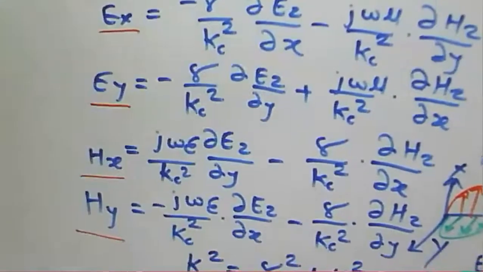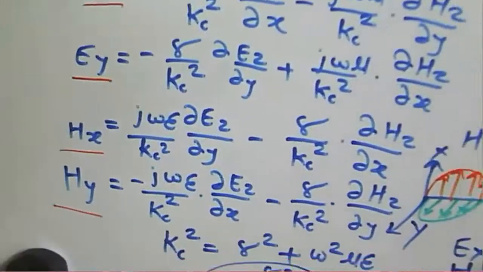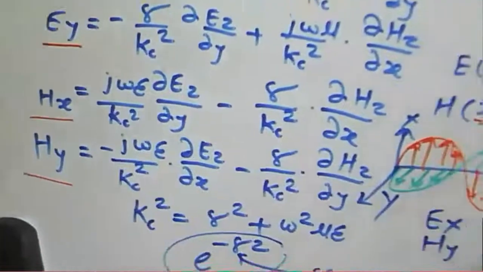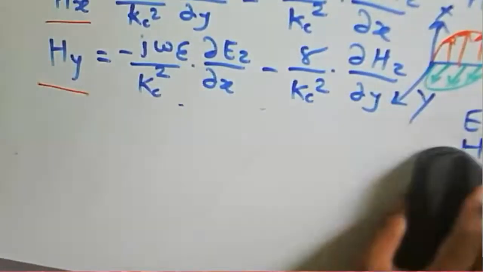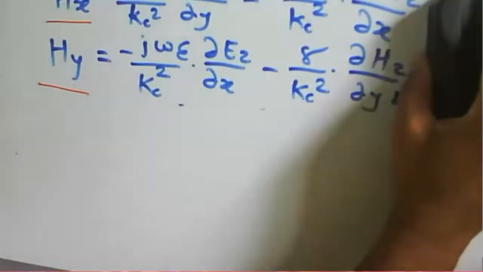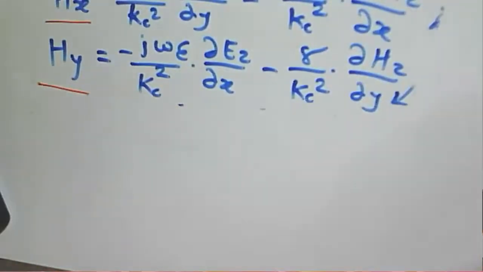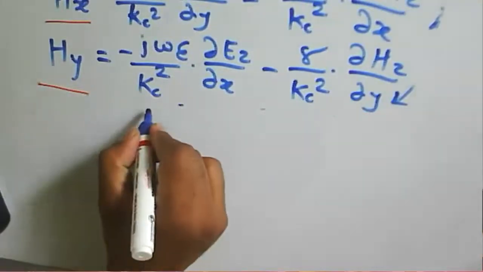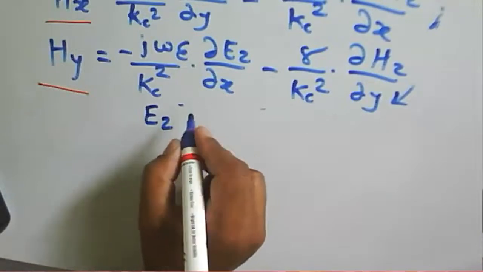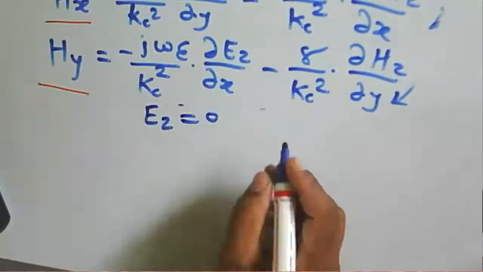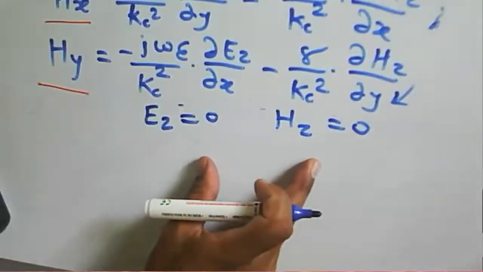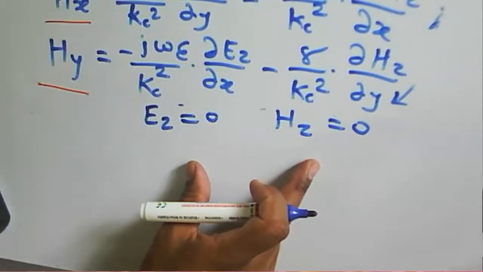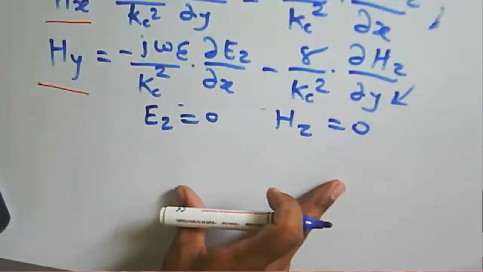Okay, now we are supposed to say that your field components are, okay, use this one. So now I'm saying that we have the Ez component equal to 0 and the Hz component equal to 0. If both the components are 0, it means we can say that both the longitudinal components are 0.